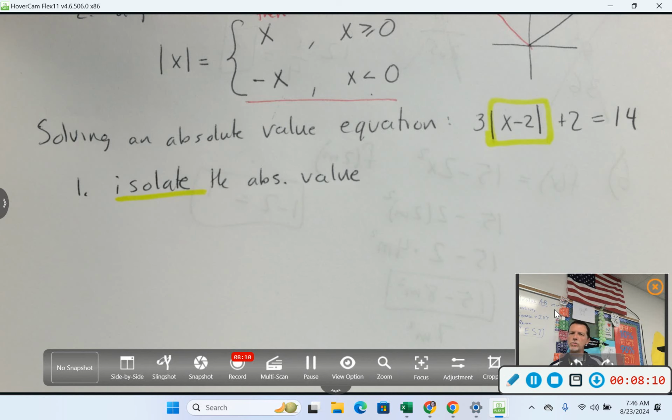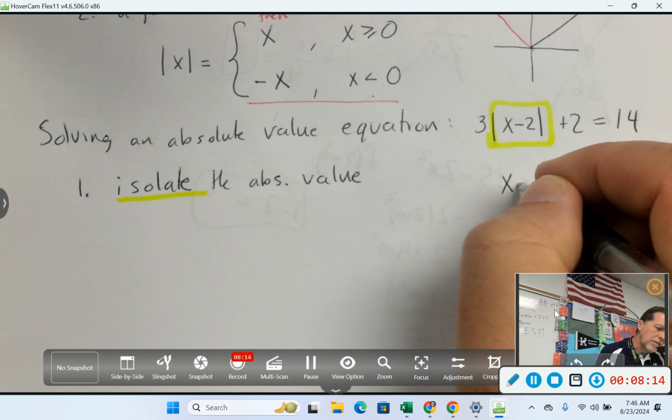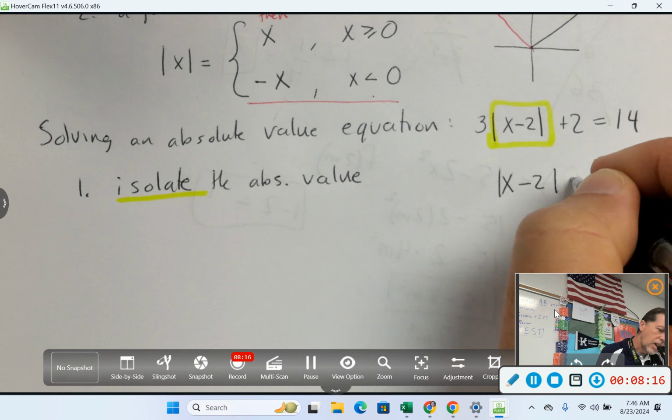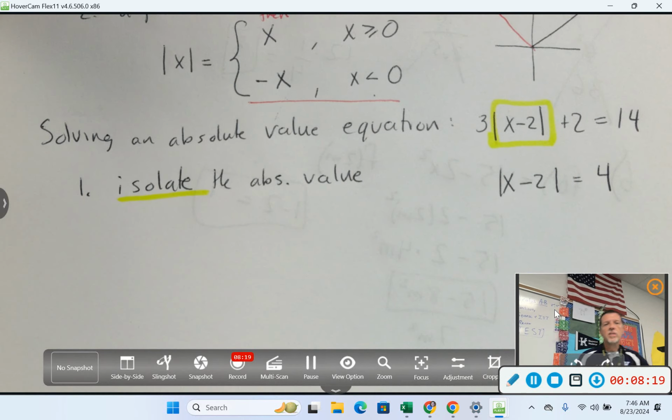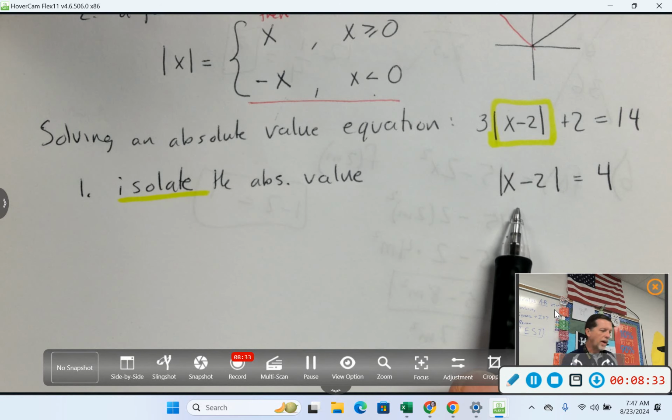Some of you are like, oh, minus 2 would give me 12, divide by 3 would give me 4. 2 steps at once. I'll try not to do more than 2 steps at once, because then I might mess up. But I think you guys can handle 2 steps, as simple as minus 2, divided by 3. Okay, so we've got the absolute value thing by itself.